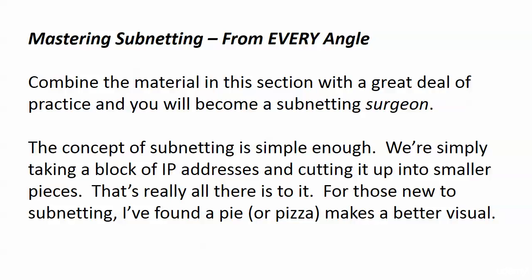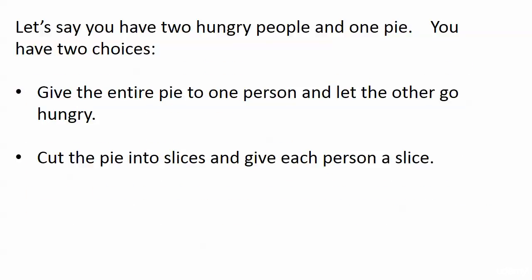The concept of subnetting, it's really simple because what we're doing is taking what is officially called a block of addresses and we're just cutting it up into smaller pieces. We're segmenting it, we're cutting it up, however you want to put it. But I have found for those new to subnetting, and maybe even those of you not totally new to it, that a circle or a pie or a pizza makes a better visual, and that's what we're going to use here in a moment.